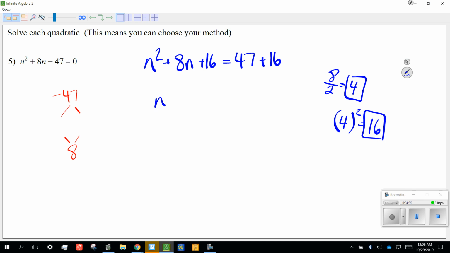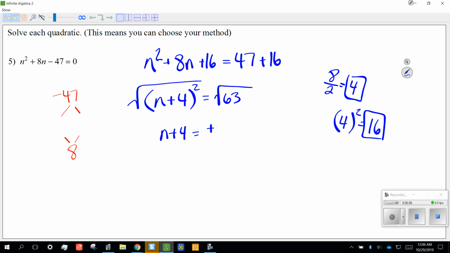And then what goes in here, it's the b over 2. Okay. And that's 63. Okay. So now we take the square root of both sides, and we get n plus 4 is equal to plus or minus the square root of 63.